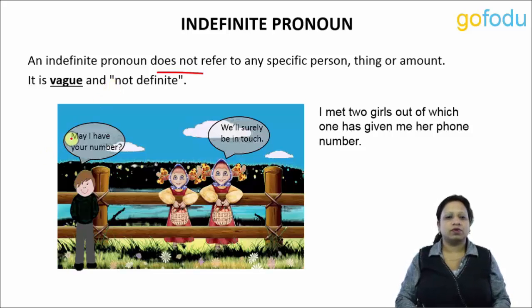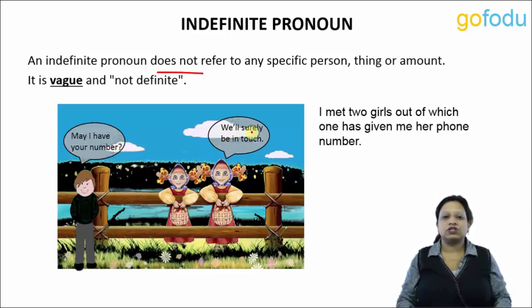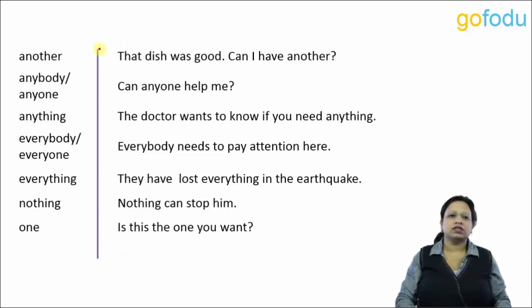For example, this guy asks these two girls, may I have your number? Now, he has not specified as to whom exactly he is asking. Now, over here, the second girl says, we'll surely be in touch. Right? So, maybe he was asking the first girl. So, he says, I met two girls out of which one has given me her phone number. He didn't specify which one. So, it's indefinite, not specific. All right. These all are indefinite pronouns.